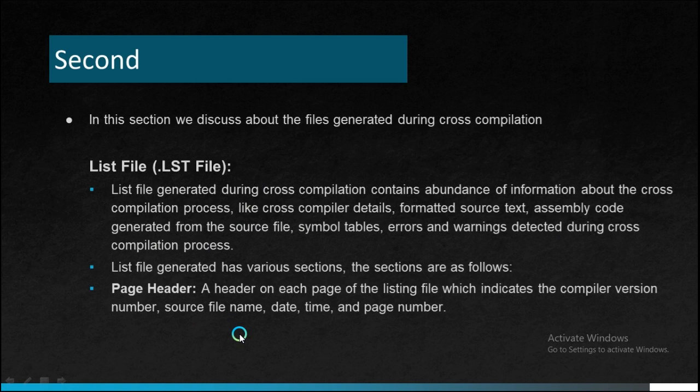It has several sections. The first section is the page header. As the name suggests, it is the header on each page of the listing file. A file may consist of a number of pages, and each page will have its own header, known as the page header. That header contains the compiler version number, source file name, date, time and page number.